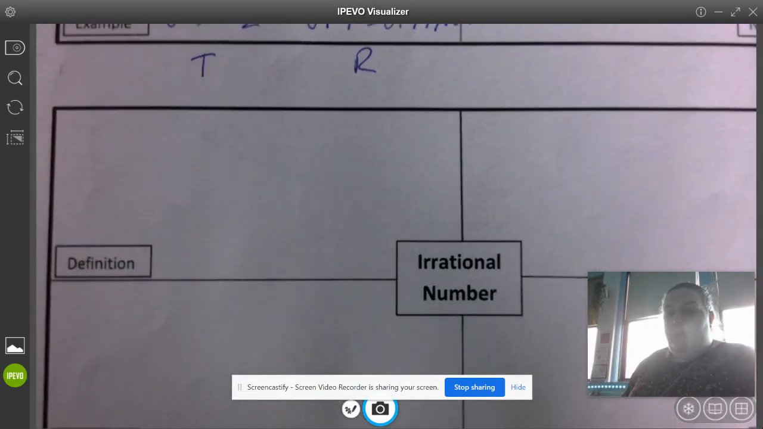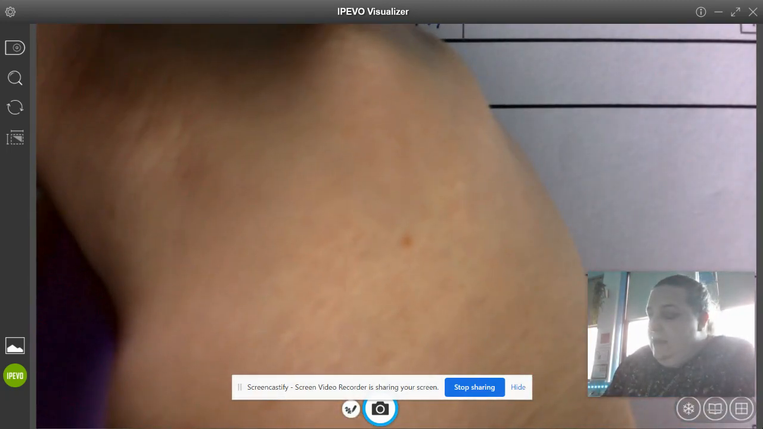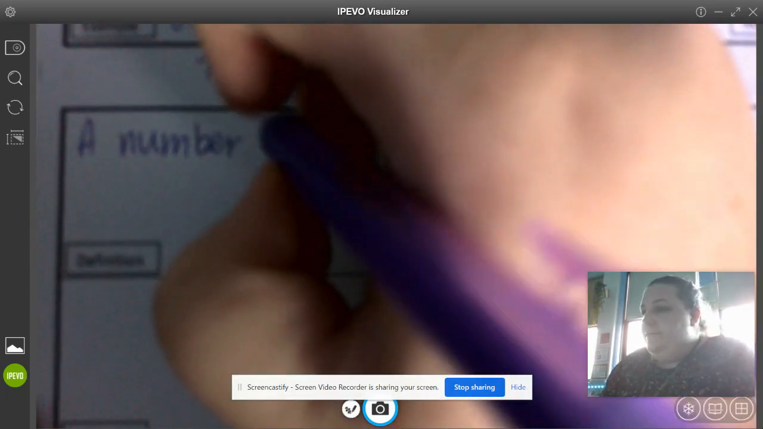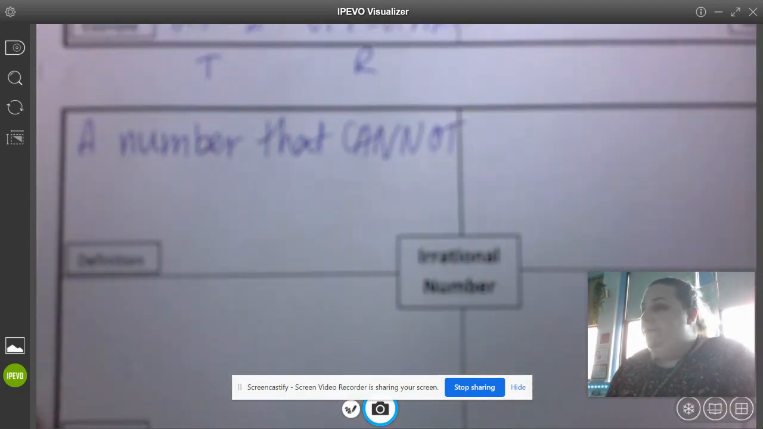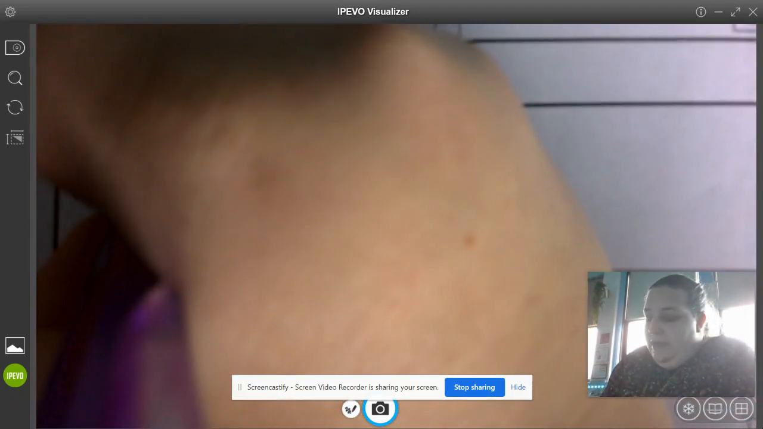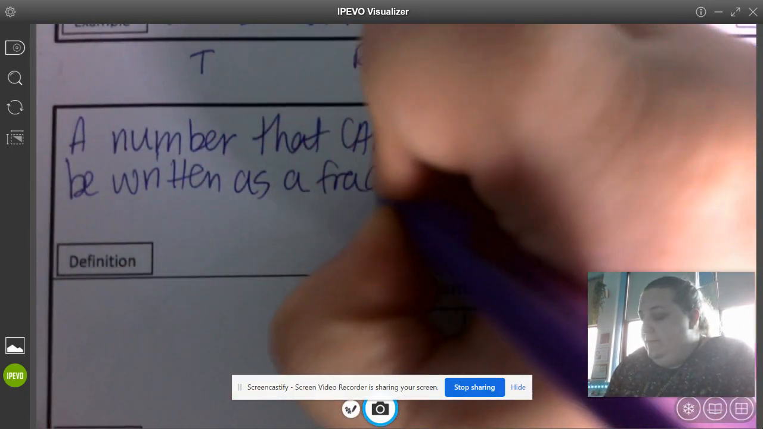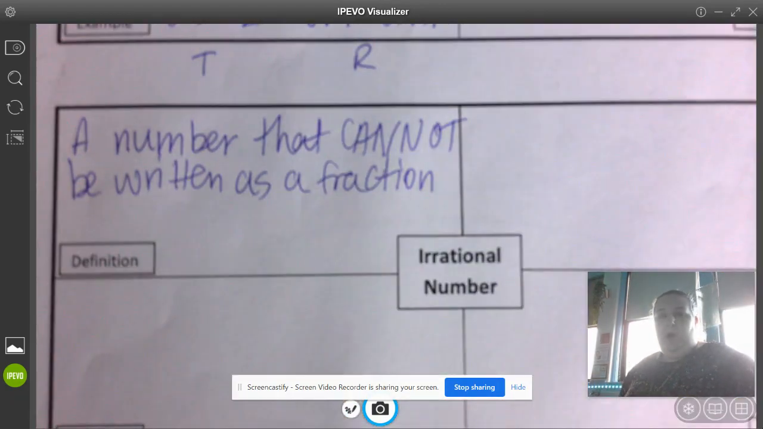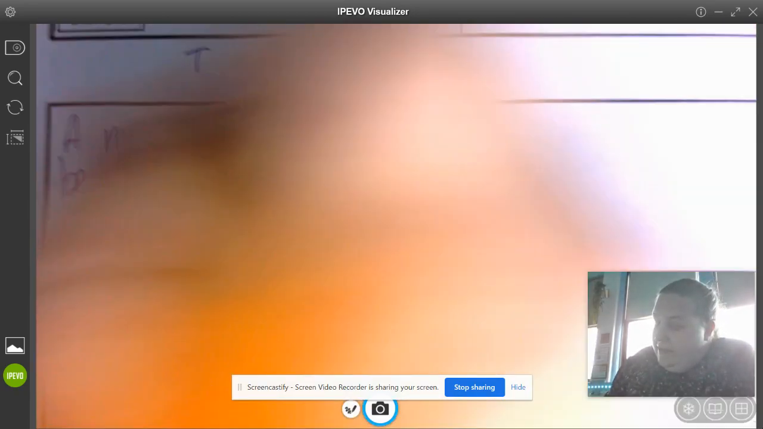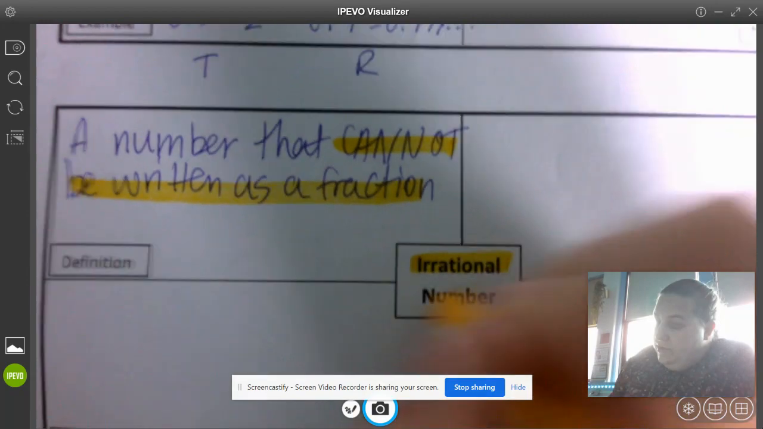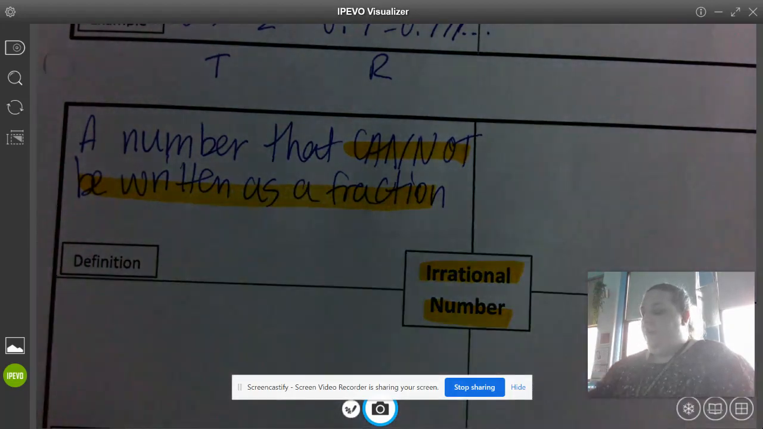So basically, a number that is irrational, IR, means the opposite of rational. So that means it's a number that cannot be written as a fraction. Okay. Just go ahead and pause this if you need to catch up with the definition. Then I'm just going to highlight it. Cannot be written as a fraction. Those are irrational numbers. Okay. We're all set with the highlighter for now.